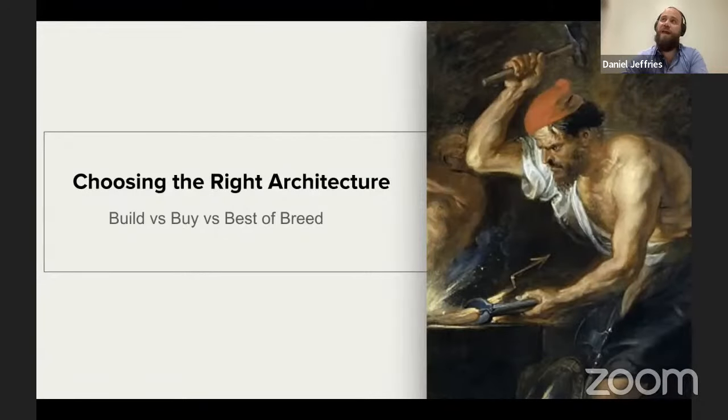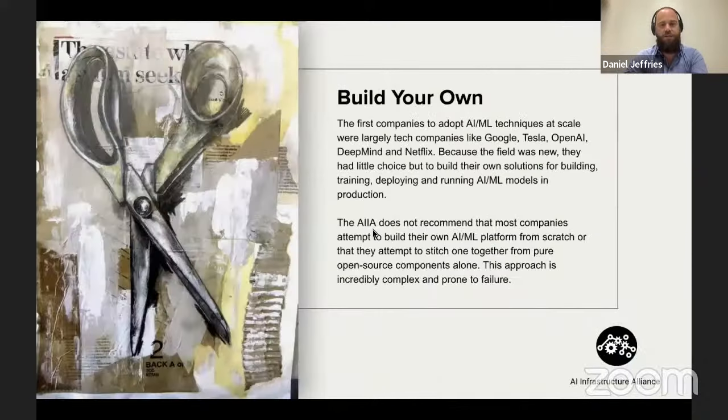And when you're choosing the stack, there is an old software dilemma that you face, right? And that's build versus buy versus best of breed. This goes back well before machine learning, but it has some new wrinkles in terms of machine learning. The first is really build your own. A lot of companies pioneered this: Google, Microsoft, Tesla, OpenAI, DeepMind, Netflix. Because the field was new, they had little choice but to build their own stuff from scratch to run their ML models in production.